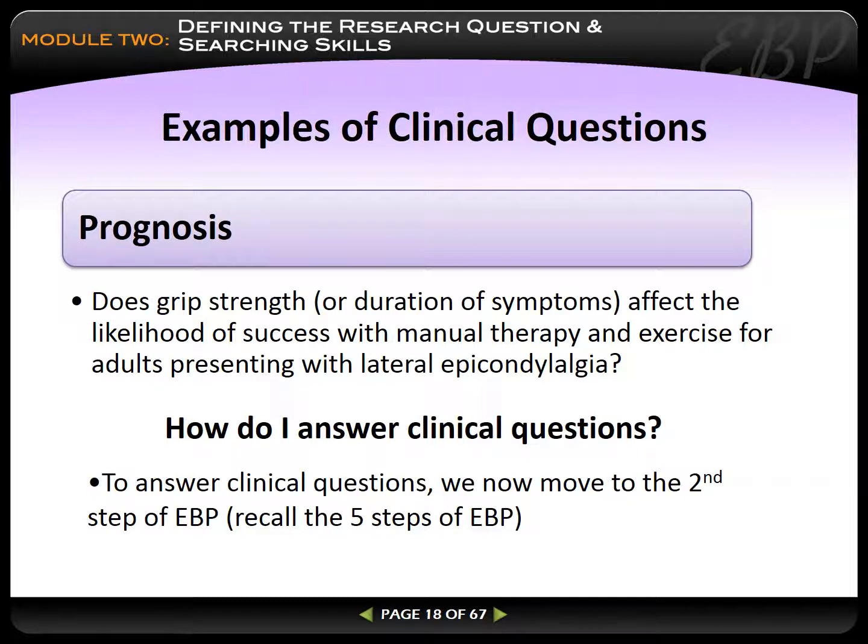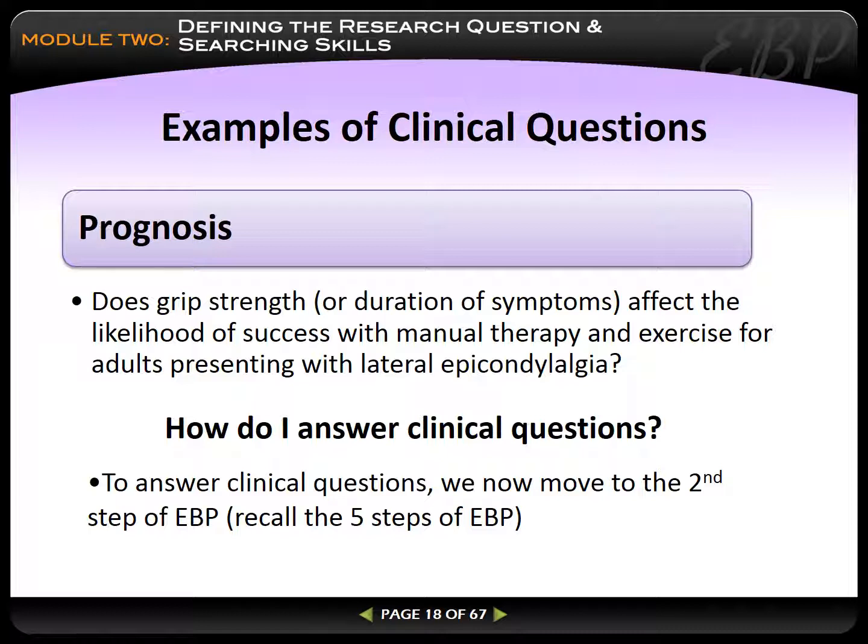Prognosis affecting the likelihood of success. Again, difficult, although there are studies, because there are so many confounding variables with this sort of thing, in terms of determining what is the factor that plays the biggest role or is the most responsible for an outcome.